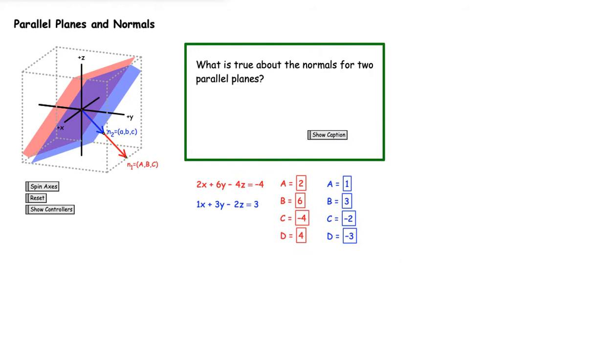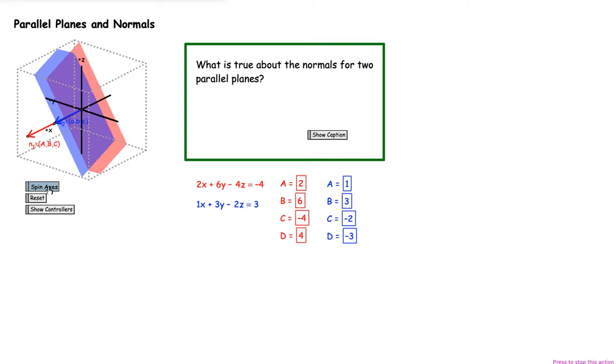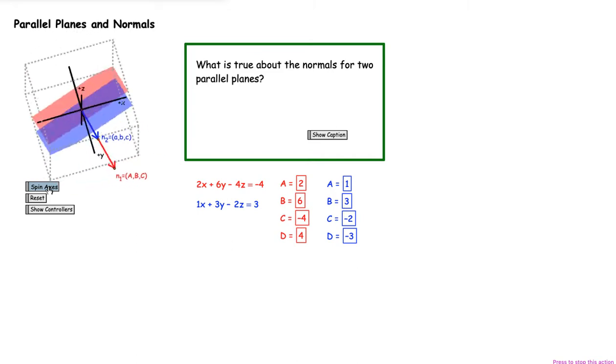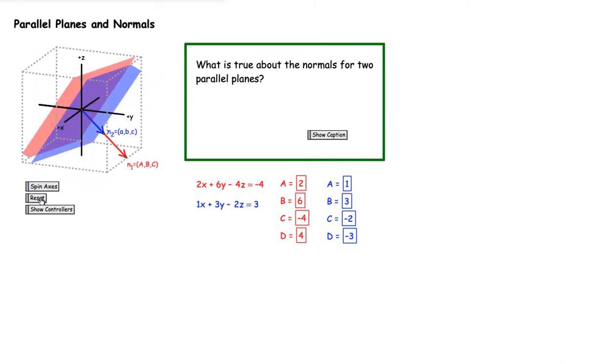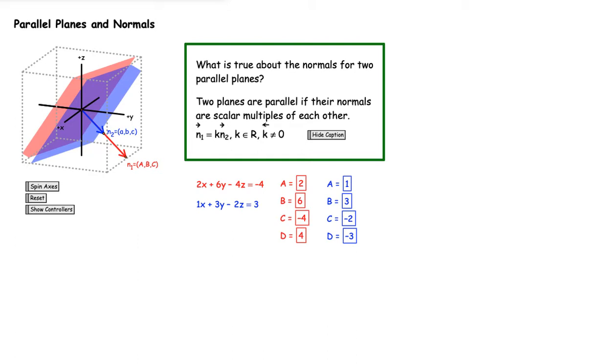What's true about the normals for two parallel planes? So I've got two planes here. They are parallel. I'm going to set that down so I can spin. And what's true about the normals? So we've got our visual happening there. And now we can see our normals are <2, 6, -4> and <1, 3, -2>. And what we can see is that they're scalar multiples of each other. So if I wanted to see if planes were parallel, I could check their normals. If the normals are scalar multiples for some k not equal to 0, then the two planes are parallel.